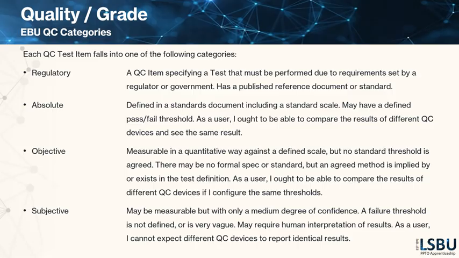So here are 4 categories which the EBU can break things down into. Each QC test item falls into one of the following categories. Regulatory. A QC item specifying a test that must be performed due to requirements set by a regulator or government. So what would be an example of that?